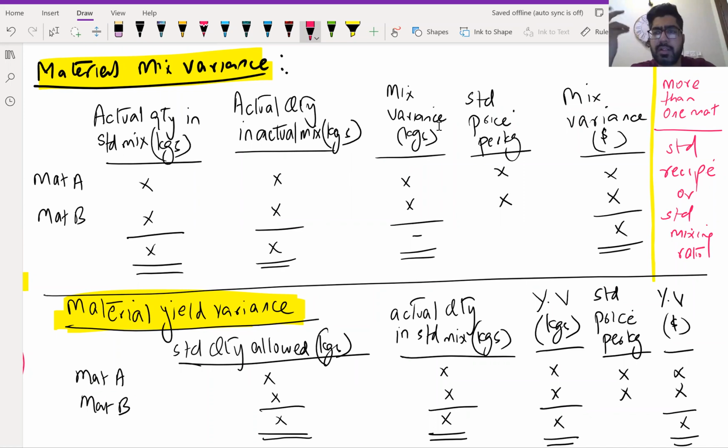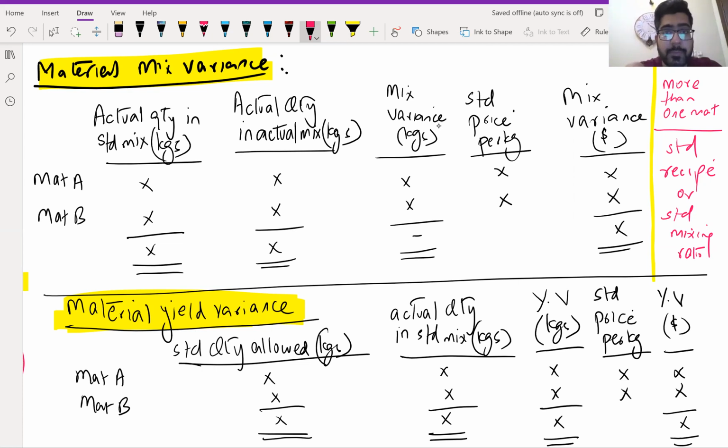Let's suppose we drink Coca-Cola. Coca-Cola has many ingredients you see at the back. So what do they say? Input sugar as much as you want, input carbonated water as much as you want? No, there is a standard mixing ratio or standard recipe. Input this material this much, this material this much.